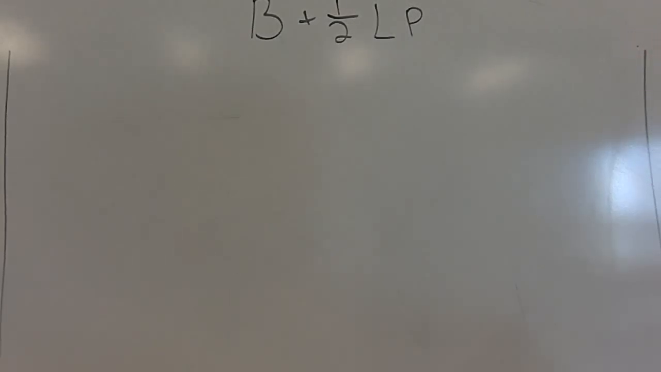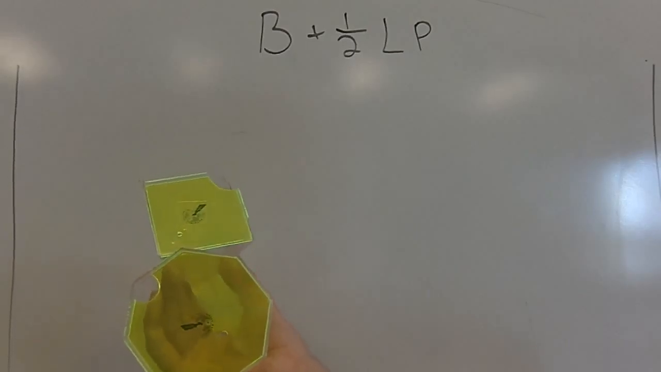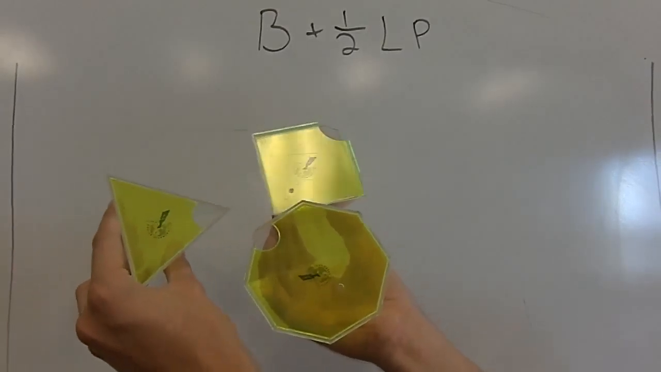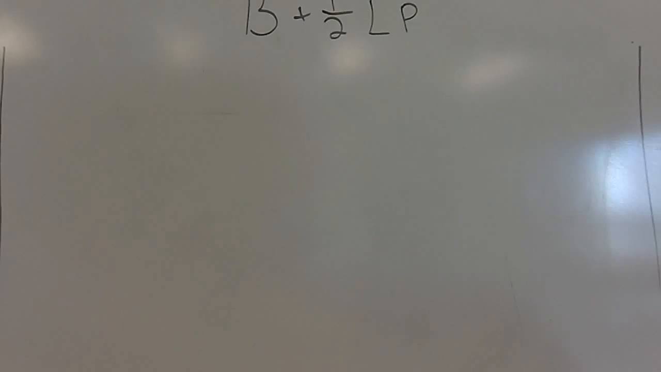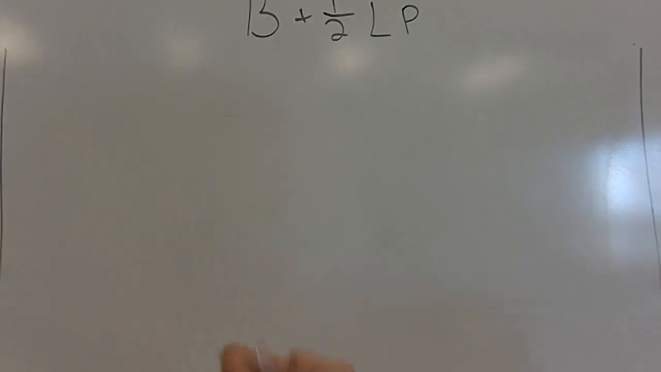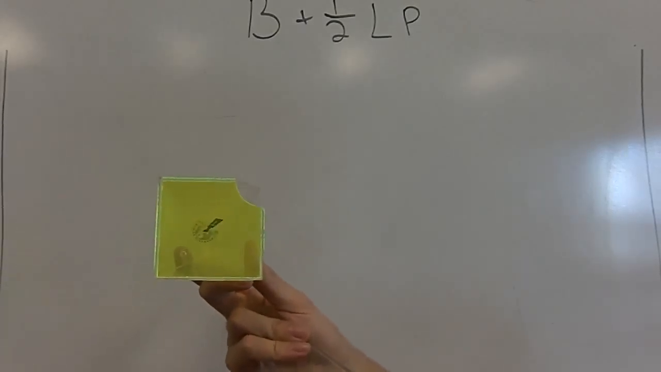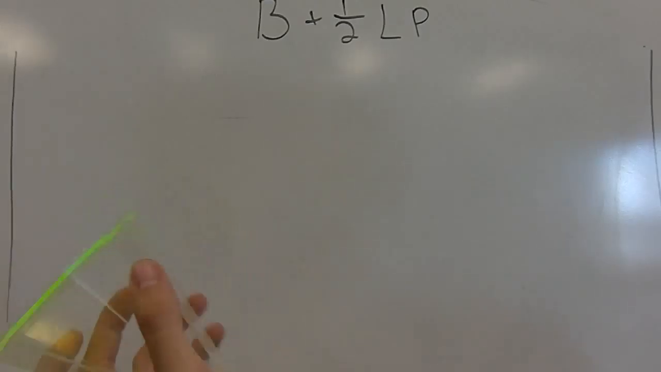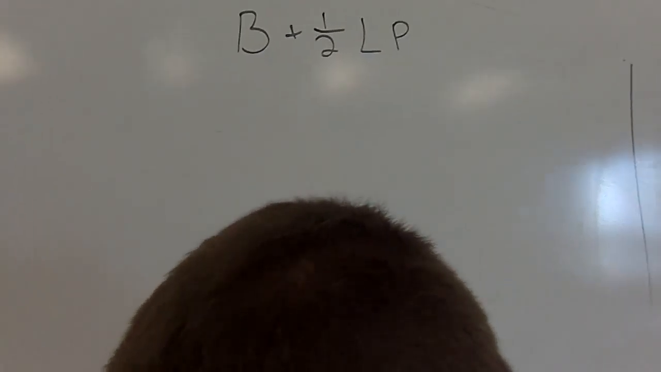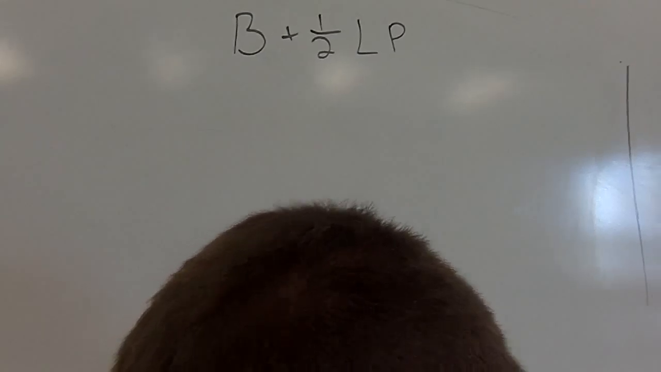But just like the prisms, the bases can change, and they can be any variety of shapes in a pyramid. So you have all kinds of different pyramids. We have triangular pyramids, we have rectangular pyramids, and we have octagonal pyramids, we have hexagonal pyramids, anything and everything.